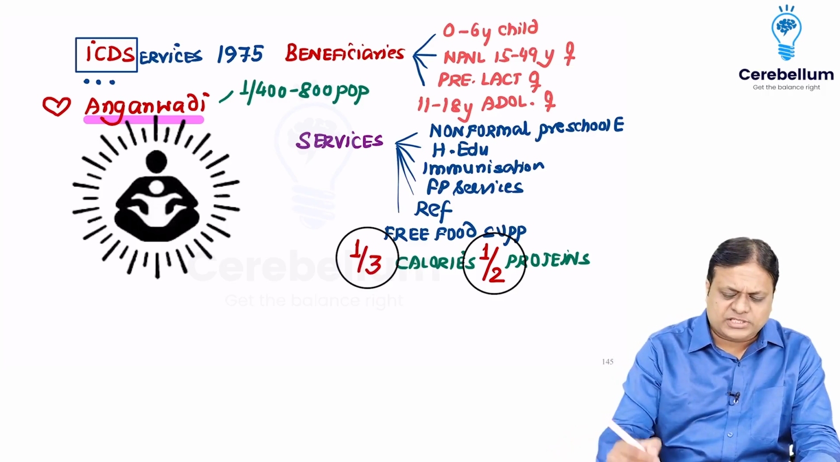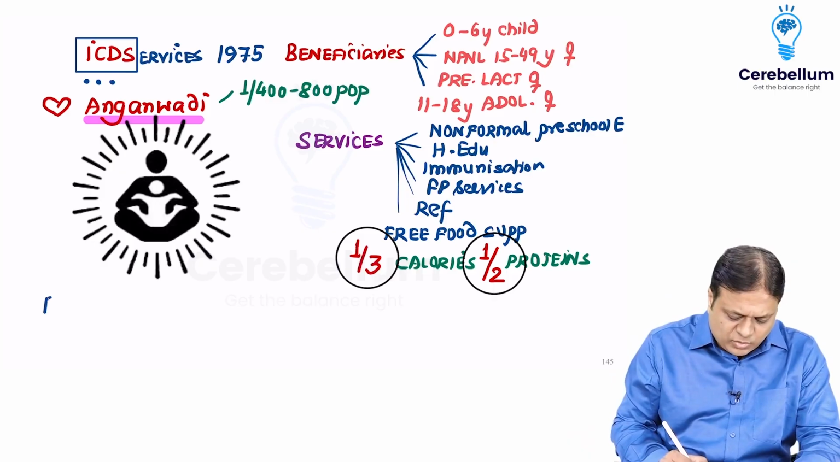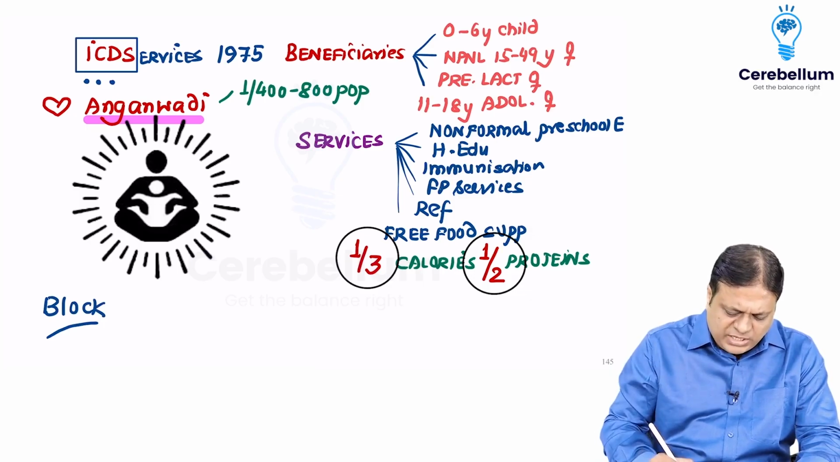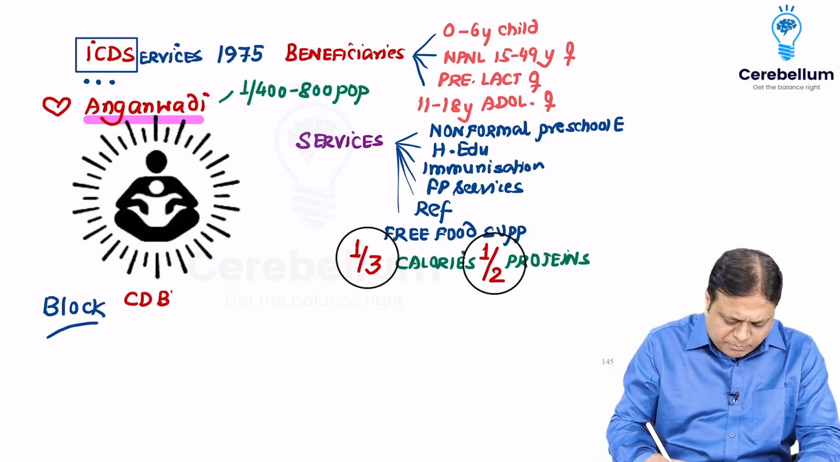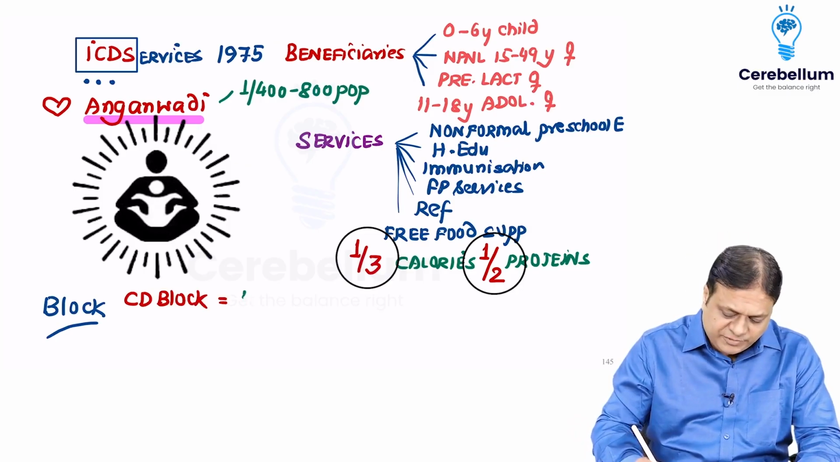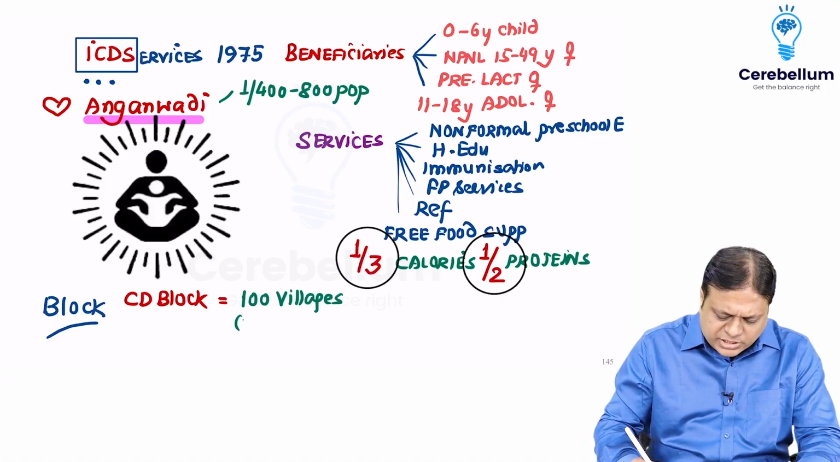Now, when we look at infrastructure of this program, other programs are running district wise. Only this program is running block wise in the country. So, we have community development block. One such block comprises of roughly 100 villages, approximately 1 lakh population.